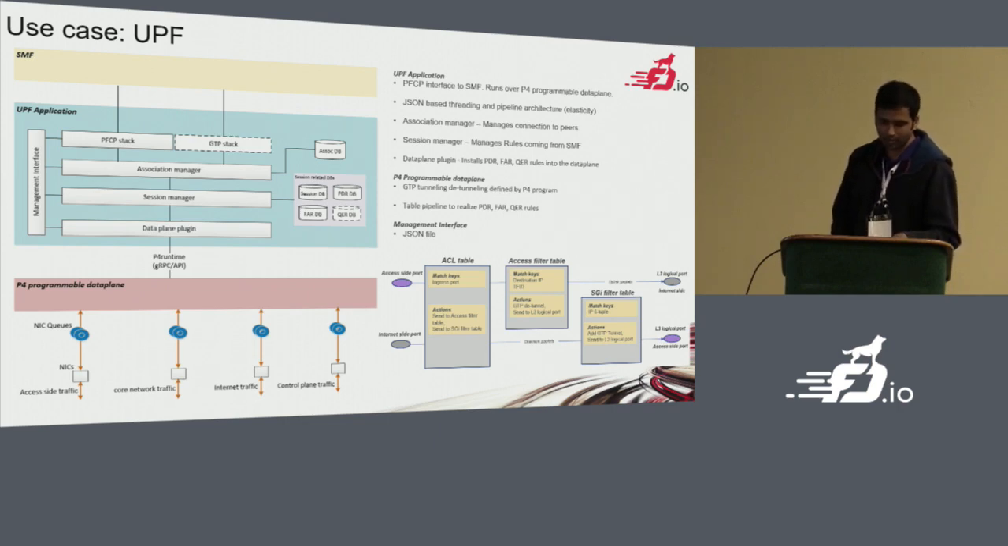We supply a P4 which provides tables that the UPF application is able to program in order to achieve this tunneling and detunneling. So this can process the uplink packets, do detunneling, and forward towards the internet, and receive downlink packets from the internet, tunnel them, and then send towards the UE.